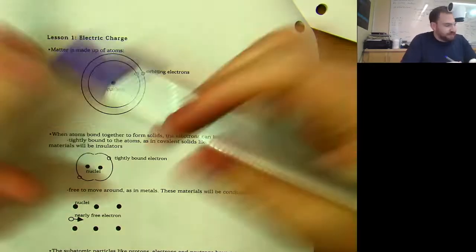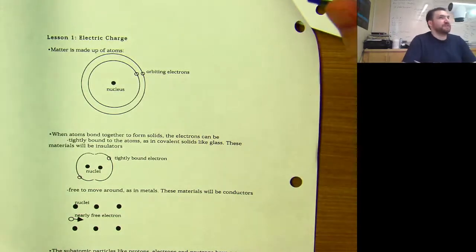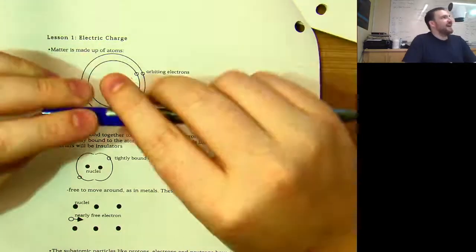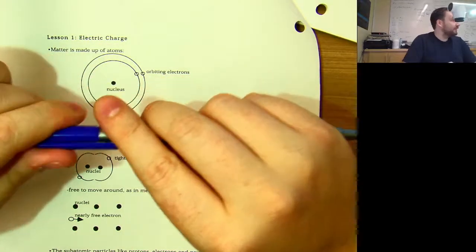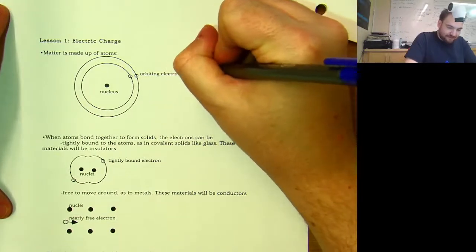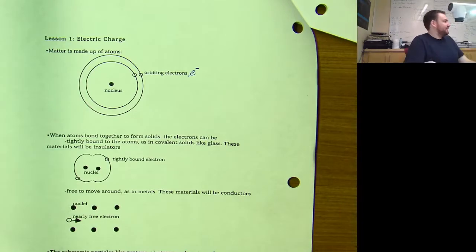Matter is made up of atoms. You've got a nucleus in the middle, and orbiting electrons. What can you tell me about either the nucleus or the electrons? Electrons are negatively charged. What symbol do we typically use for the electron? There's another part of the symbol. It's an E with a minus. Okay, E minus. E plus is a different particle, the positron.